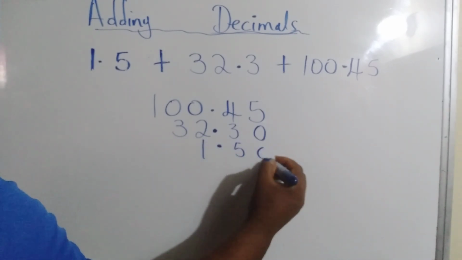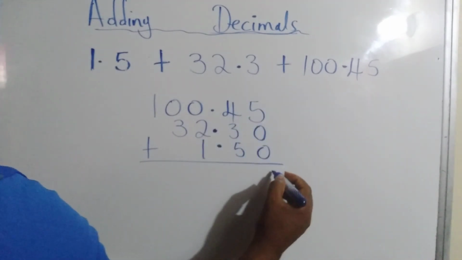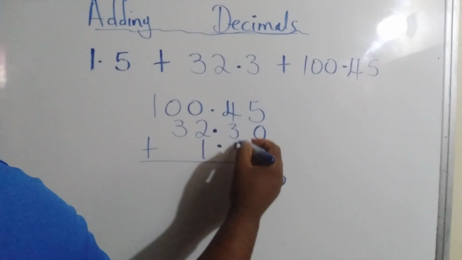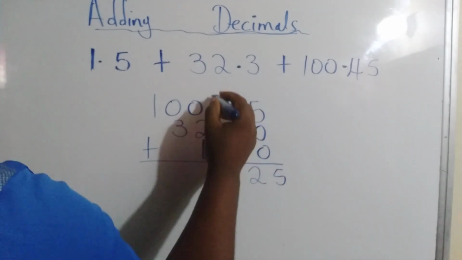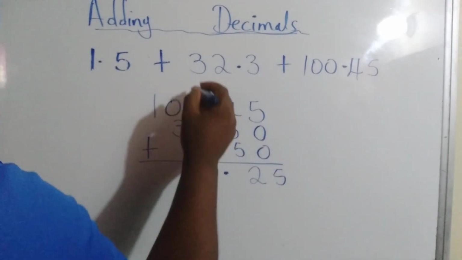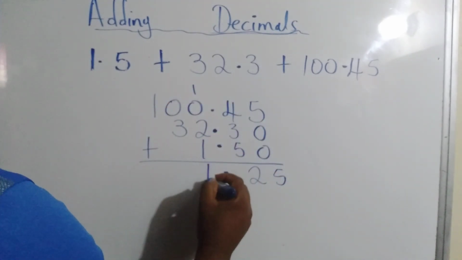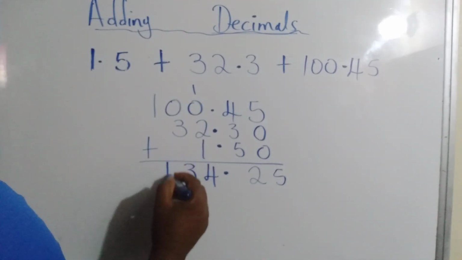1.5. You see that? Put a 0 to hold the space, and then we can add. 0 plus 0 will give us 5. 5 and 3, 8, plus 4, 12. Decimal point on the decimal point. Alright, so 5 and 3, 8 and 12, 2 carry 1, so that would give us 4. 0 plus 3 is 3, and 1.